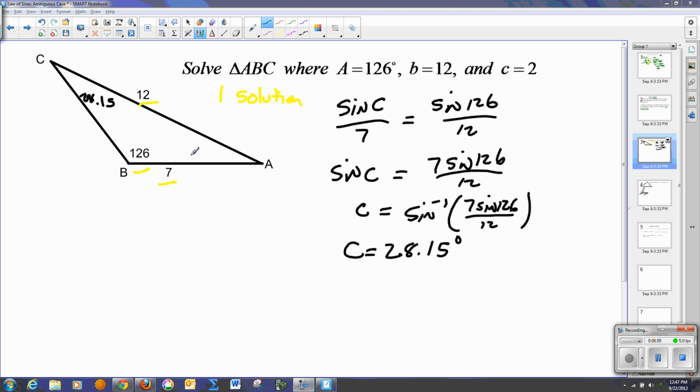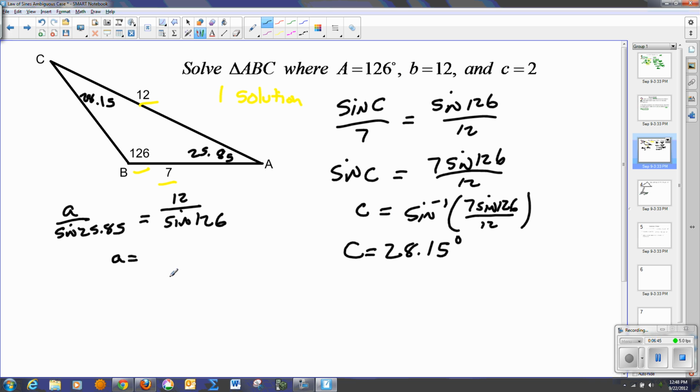And this leaves us with about 25.85 degrees. So we only have one more thing to find, and that would be the side A. So we use law of sines and say A over the sine of 25.85 degrees is equal to, and again I'm going to use the given information, 12 over the sine of 126. So A, after multiplying to the other side and then plugging into the calculator, will equal 6.46.